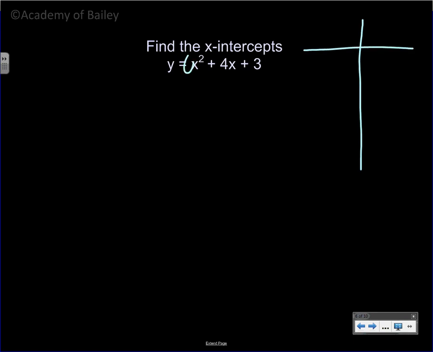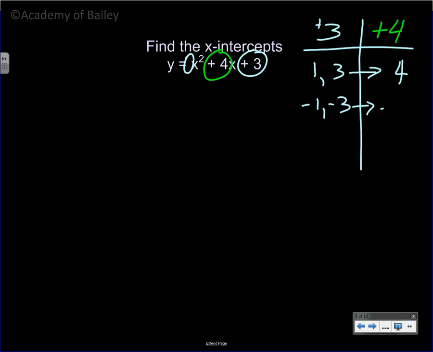We know our table has to consist of those two numbers multiplied together to give you a positive 3, and this number right here, they have to add up to get a positive 4. So numbers that multiply to get 3 are 1 and 3, and negative 1, negative 3. These add up to get positive 4, and these add up to get a negative 4. So the two that we're looking for are positive 1 and positive 3.